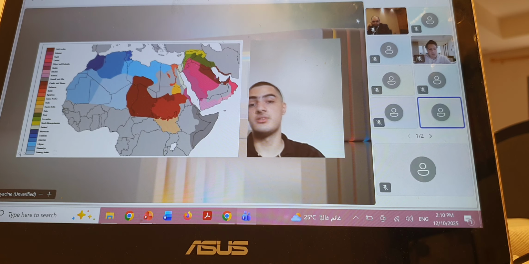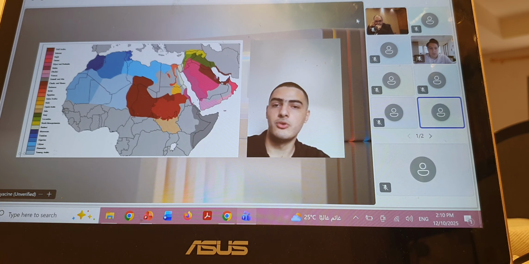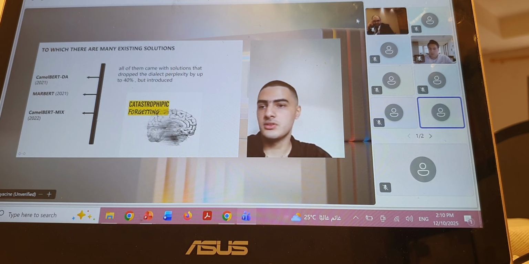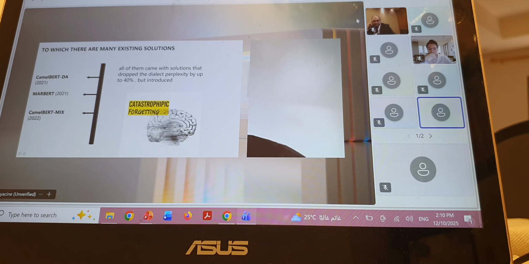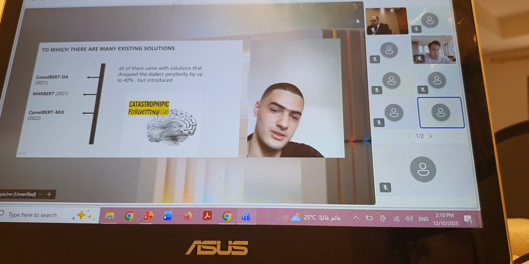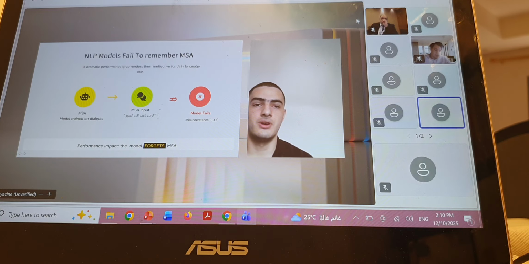One other representation would be this map, where we can see the Arab countries and their respective dialects. As you can see, many countries tend to have more than one single dialect, to which there are actually many solutions. For example, CamelBERT-DA, MARBERT, and CamelBERT-Mix are all NLP models that have been fine-tuned and trained on dialectal Arabic, and they dropped the perplexity by up to 30%, but it introduced another problem, which is catastrophic forgetting. Catastrophic forgetting is essentially when the model fails to remember MSA.